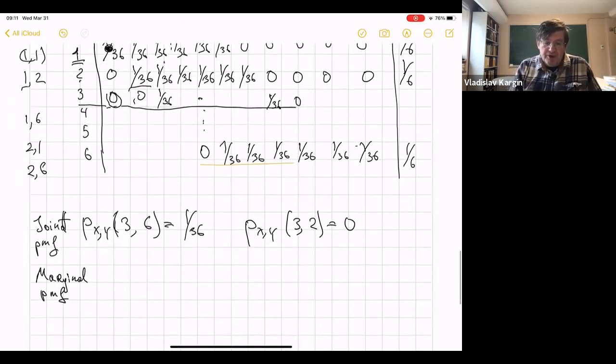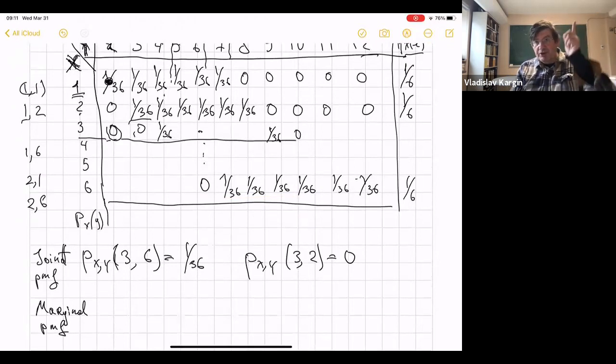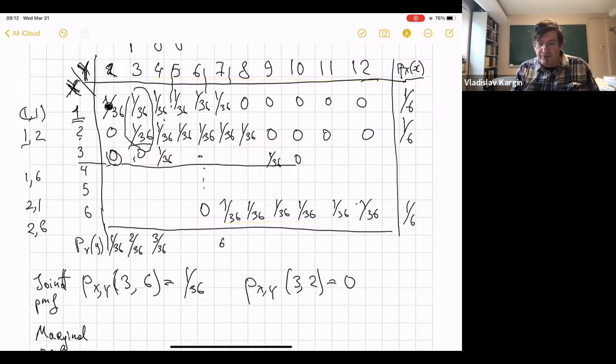And what about the marginal distribution for y? For p_Y(y), we need to do the same operation, but now summing over the columns. So there will be 1/36, after that 2 divided by 36 because we are summing these two elements here, after that we sum here and have 3/36, and so on, until we reach 7, where we have 6 divided by 36.